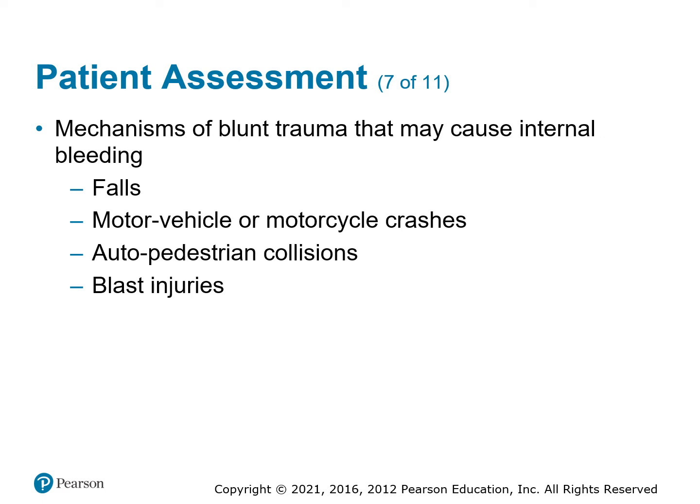Understand the different mechanisms of blunt trauma that may cause internal bleeding. Was this a ground level fall, or did they fall from a porch roof? It's obviously going to take you two completely different directions based on that mechanism. If it's a motor vehicle or motorcycle accident, what kind of accident was it? Was it a head-on? Was it a rollover? Was it a single vehicle? Was it multiple vehicles? Were they wearing their seatbelt? There are so many different indicators that go into your thought process, and this should all come naturally and quickly to you.